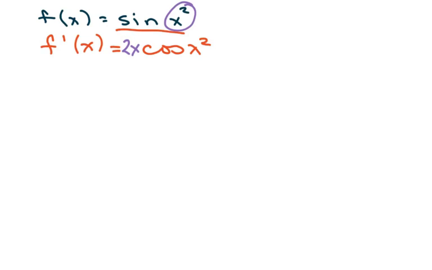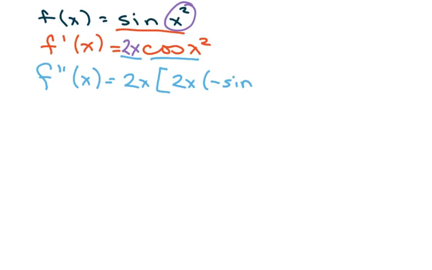Alright. Now we've got to do this again, and we are going to have to use the product rule. So we're going to take the second derivative. I'm going to write down my first function, take the derivative of the second one. Derivative of the second one is going to be 2x, negative sine of x squared. So take the derivative of cosine, that's negative sine of x squared, and then you have to take the derivative of that.